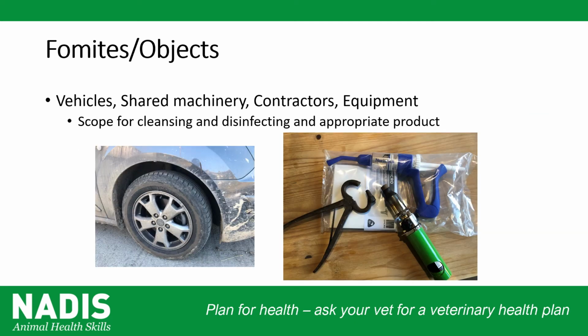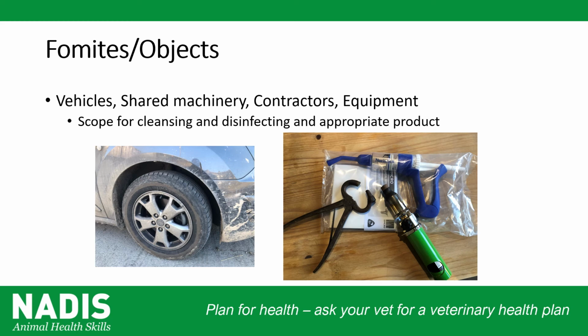Then we've got fomites and objects coming onto the farm. So this could be pieces of equipment, or it might be vehicles moving from farm to farm. You might have shared machinery that might go between a number of farms, and contractors coming on where actually they're going to several farms. You need to think about how you can limit disease coming in on any of these things. So is there scope for cleansing and disinfecting?